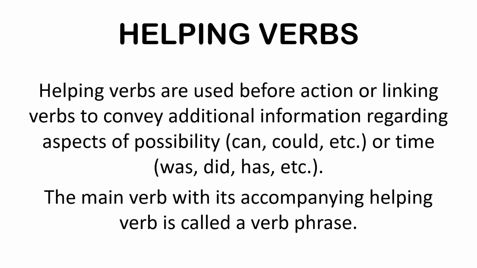Helping verbs. Helping verbs are used before action or linking verbs to convey additional information regarding aspects of possibility like can, could, or time, was, did, has. The main verb with its accompanying helping verb is called a verb phrase.